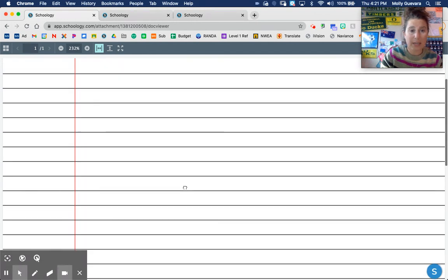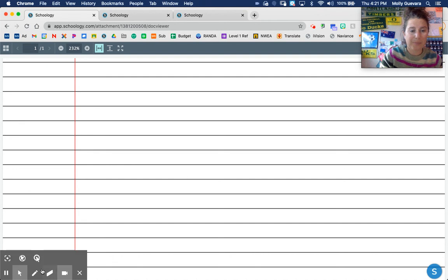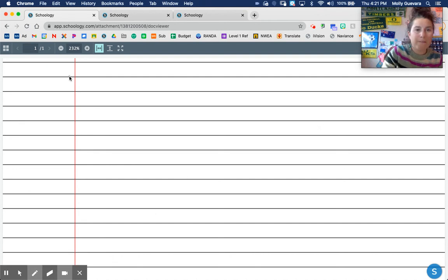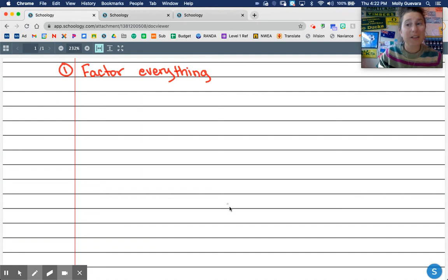Okay, let's go down. First step, which has been the same step for the last couple notes that we've taken: first thing you want to do is factor everything. I wasn't lying when I said that this unit had a lot of factoring, okay? We want to make sure that we feel really good about factoring. So we're going to factor everything. I want everything in factored form.